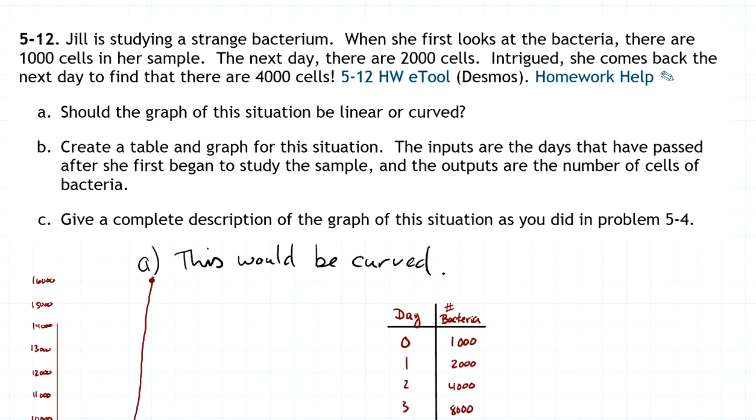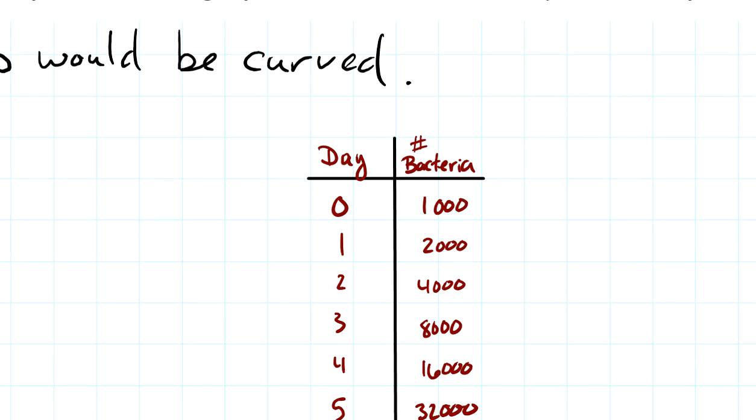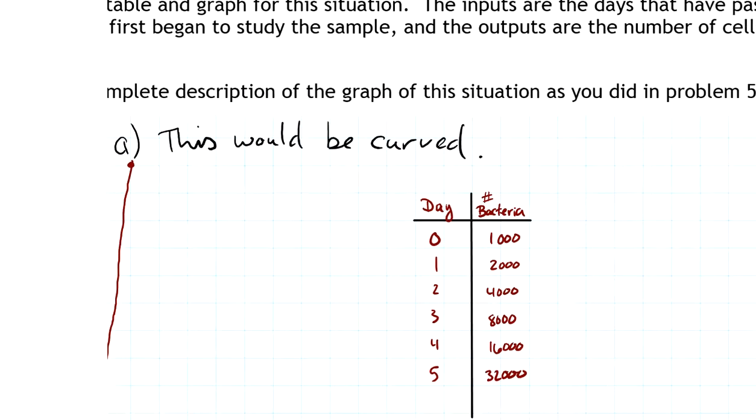The inputs are the days that have passed after she first began to study the sample, and the outputs are the number of cells of bacteria. So when I take a look at this, if I started out with 1,000 at day 0 and she came back at day 1, there were 2,000. The second day she came back 4,000. The third day, if we continue, it would be 8,000, then 16,000, then 32,000. So each day the number of bacteria is doubling.